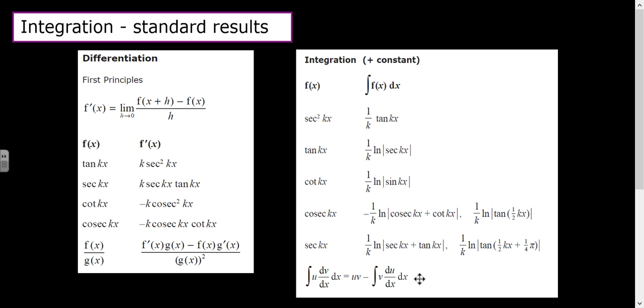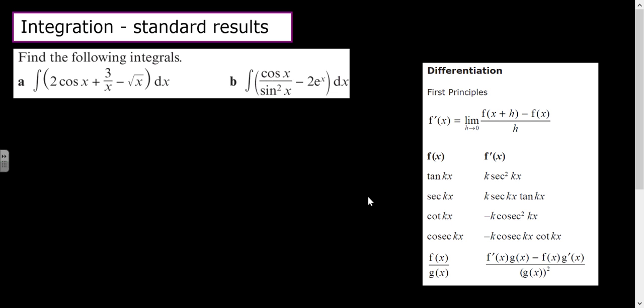So let's get into some examples of the type of function we're asking you to integrate in these 4 lessons that we've got. I'll show you how I use these standard results as we go along. So here's a first example. We're going to evaluate these integrals.